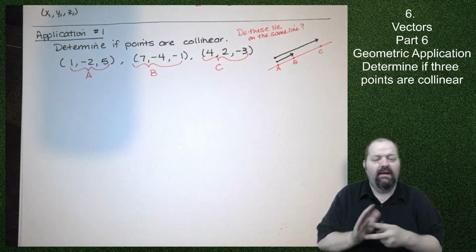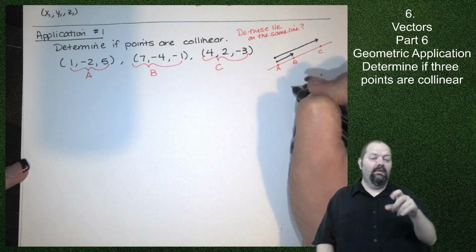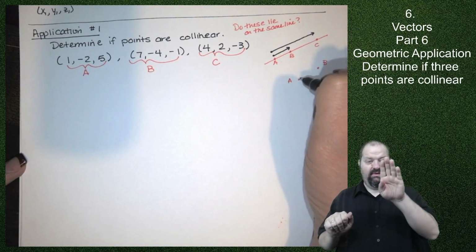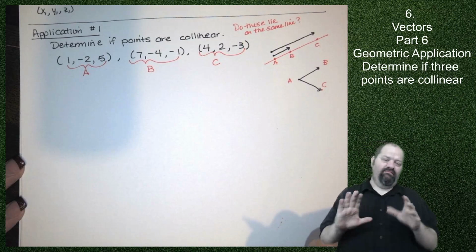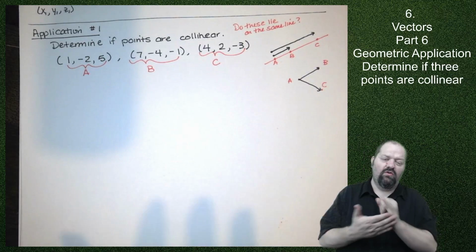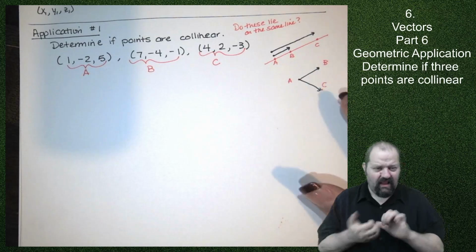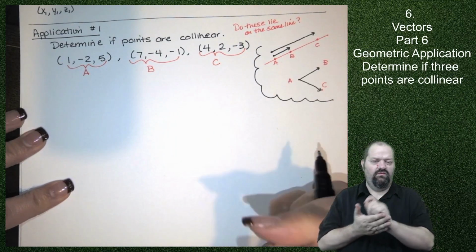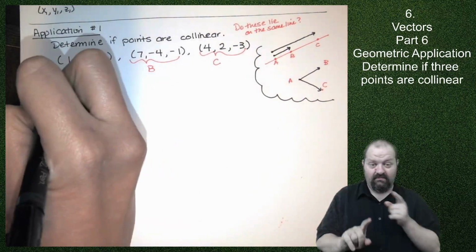Okay, so that's one possibility. If they all lie on the same line, they're going to be multiples of each other. Let's say they're not on the same line. So here's A, here's B, and then here's C. Well, then the vector from A to B and the vector from A to C are obviously not multiples of each other. Now, I've drawn it in 2D, but this could be in 3D. You just have to look at it from the right angle when you're in 3 dimensions. So from the right angle, our picture might look something like this.